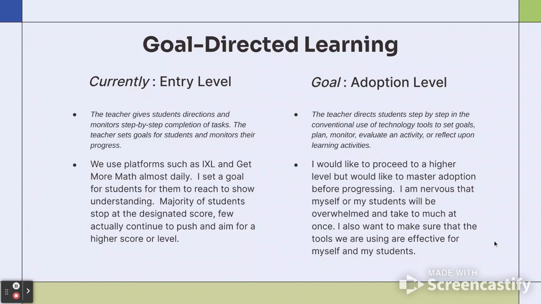And then finally, goal directed learning. I believe, again, I'm at the entry level. I think it's partially me being afraid to let go. But we use platforms such as iExcel and Get More Math quite frequently in my class. And I set a goal for them to reach. So for iExcel, they have to get to an 85. For Get More Math, they have to get to 50 points.